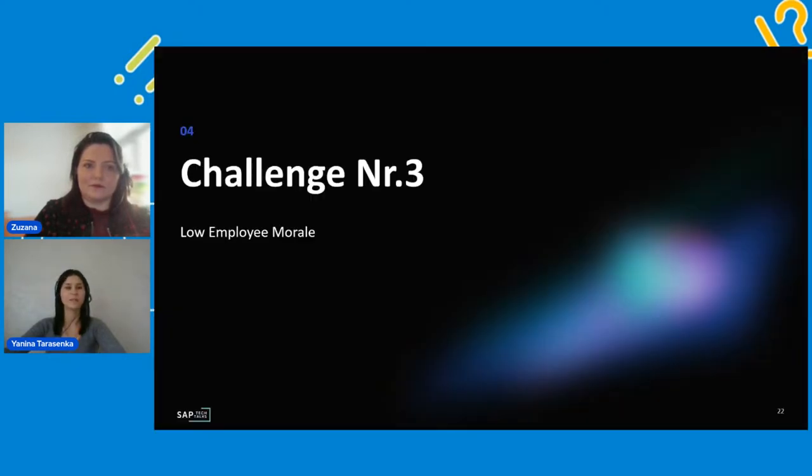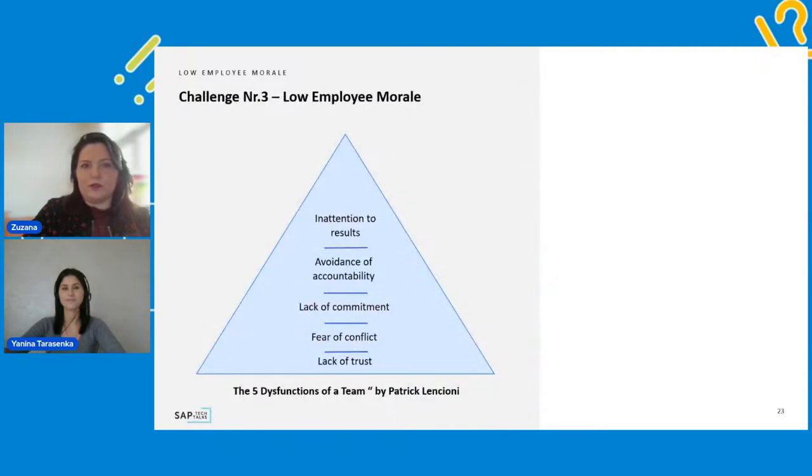And now let's speak about the next challenge, low employee morale. Thank you, Anna. So according to Lencioni, who published the book The Five Dysfunctions of a Team 22 years ago, all teams have the potential to be dysfunctional. The reason why? Teams are made up of imperfect human beings. Low employee morale is often linked to this model as a symptom of a dysfunctional team.